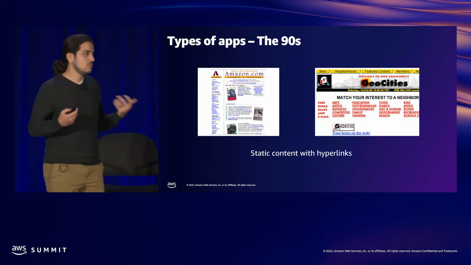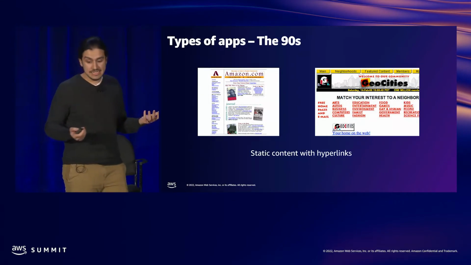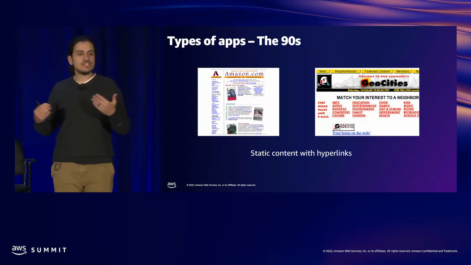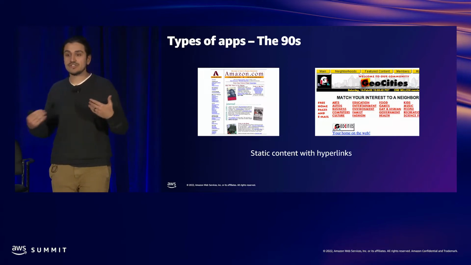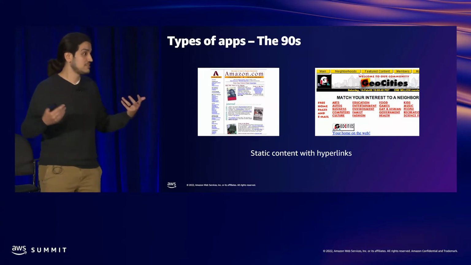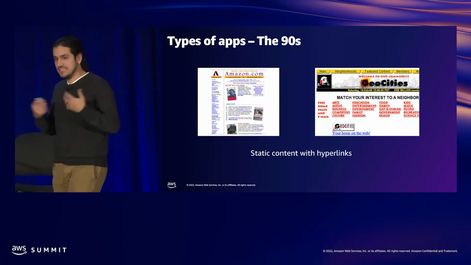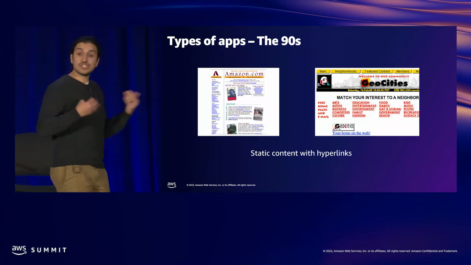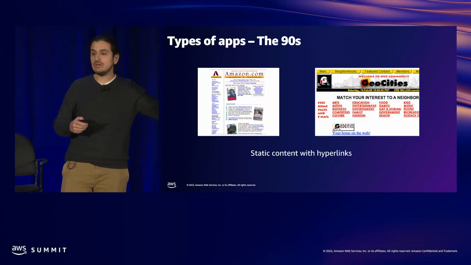So let's talk a little bit about the types of apps that existed in the 90s. They were static. There really was barely any interaction that customers or end users could actually have with these websites. It really was just static content with hyperlinks that direct you to different sections of the website, or maybe redirect you out to another website.